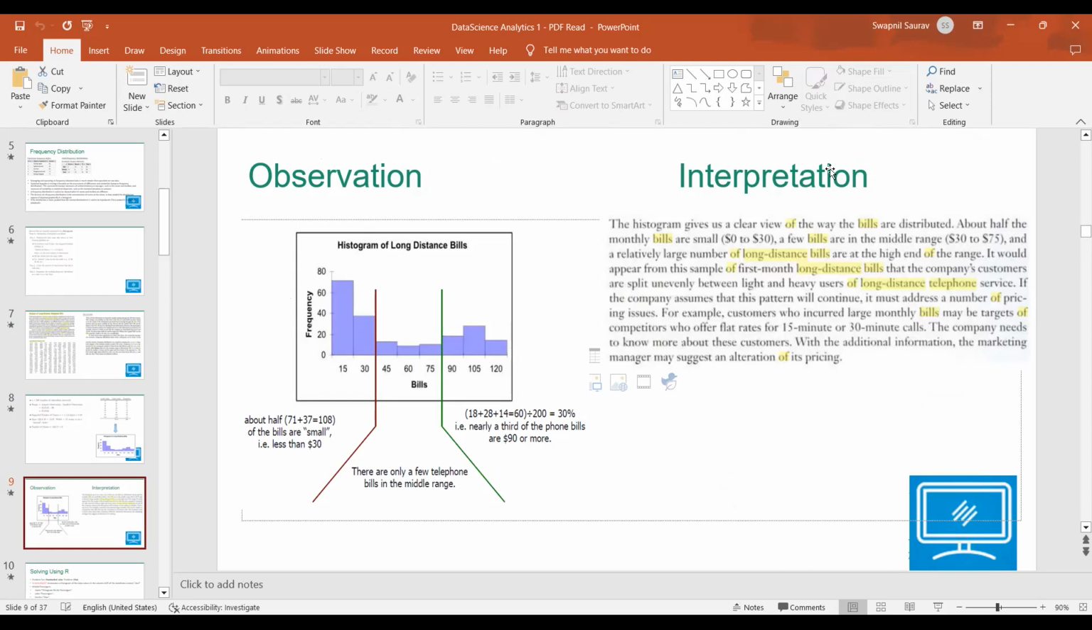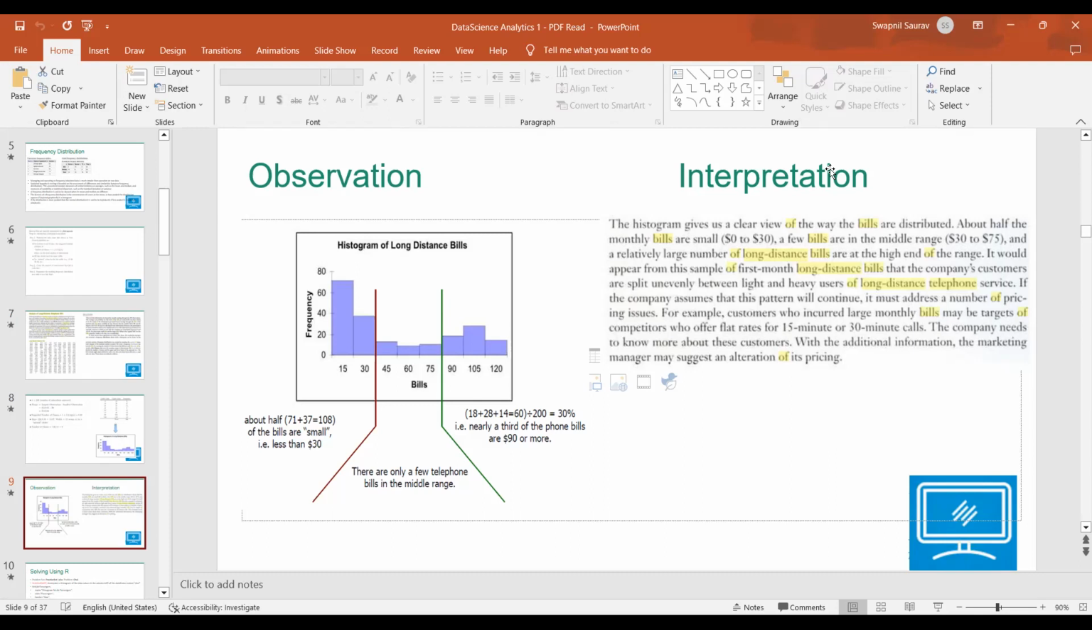What does that mean for business? What does that mean for you? Right? Now we are interpreting it. Visualization is done, so we are interpreting the analytics part after drawing the visualization.